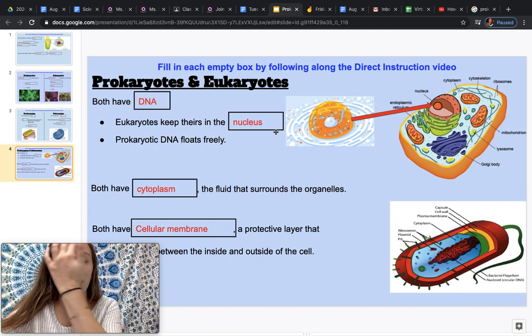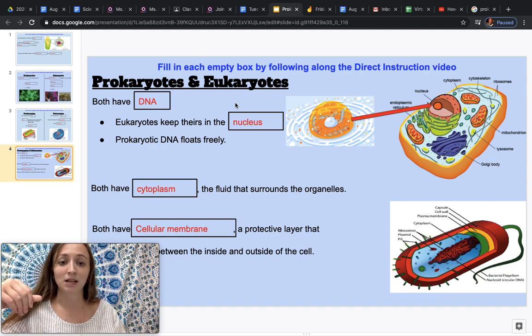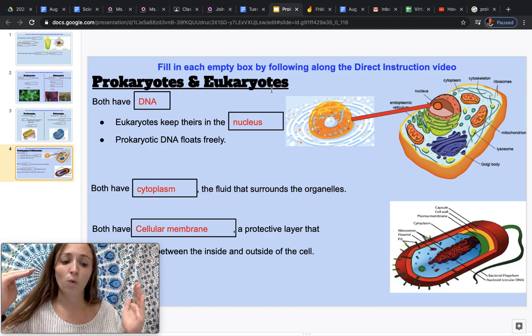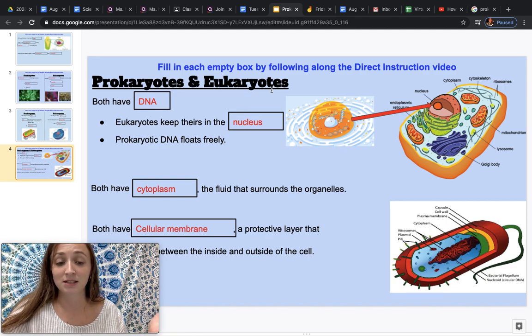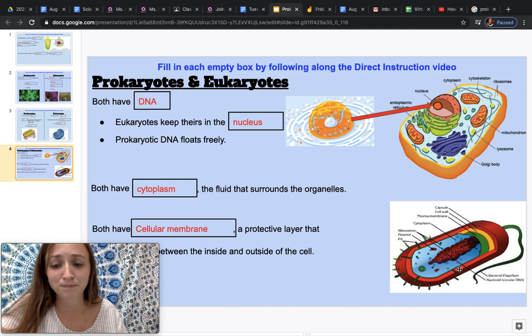And lastly, we talked about what they have in common. Both prokaryotes and eukaryotes have DNA. And again, that's just what's kept in eukaryotes in the nucleus. It's what's kept in there with information on what your body is going to do. It's basically everything that makes up you. We're going to talk more about DNA next week, but just a brief introduction. We all have DNA. And like I just said, eukaryotes keep them in the nucleus, as you can see right here, and prokaryotes keep them just kind of floating around freely in the cell, doing whatever they want.